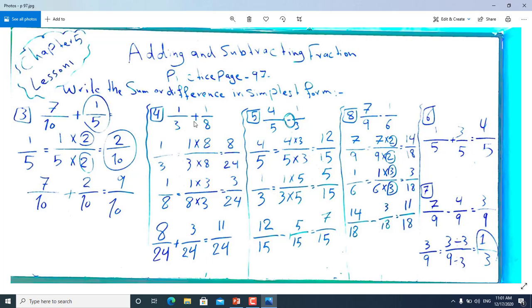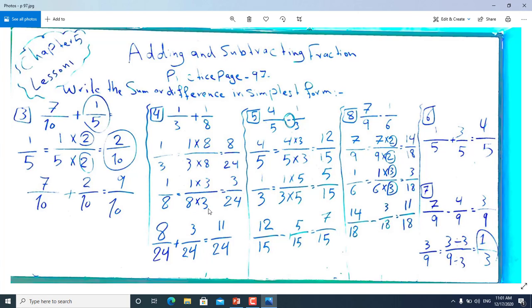From 4 we have 1 over 3 plus 1 over 8. We can make them the same denominator by multiplying 3 with 8 and 8 with 3. From there we write the first fraction 1 over 3 and this 3 will be multiplied by 8, we get 24. Also we multiply the number on top. 1 times 8 is 8.